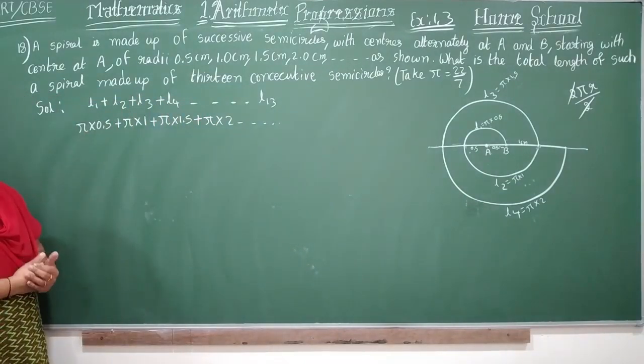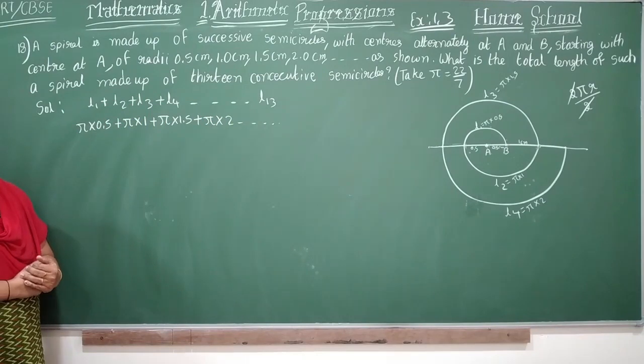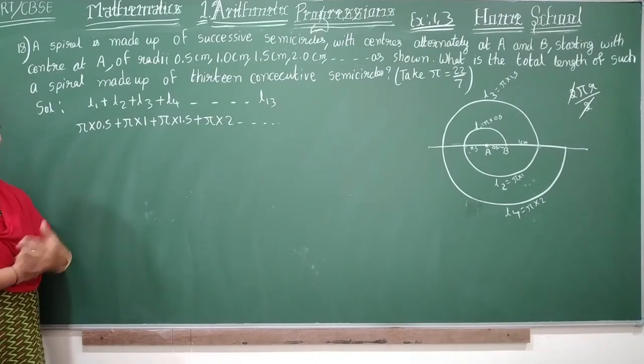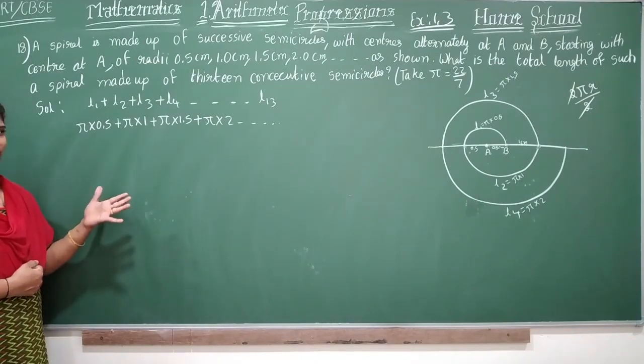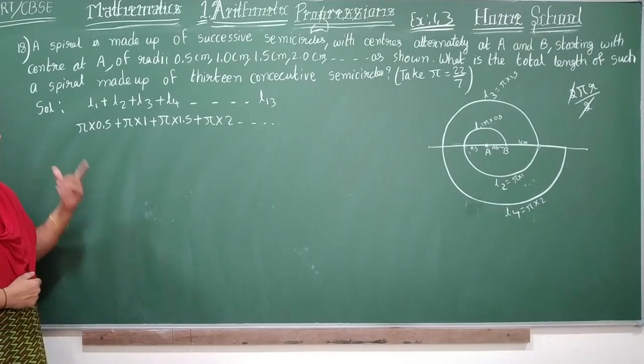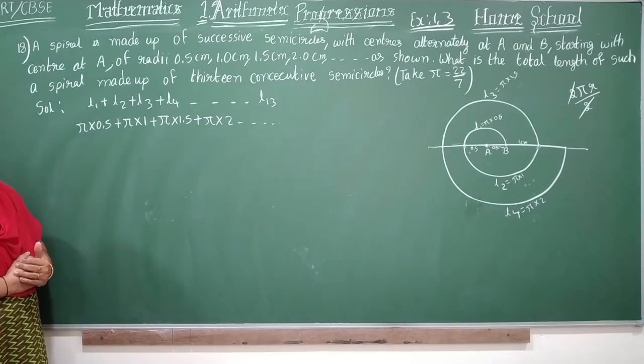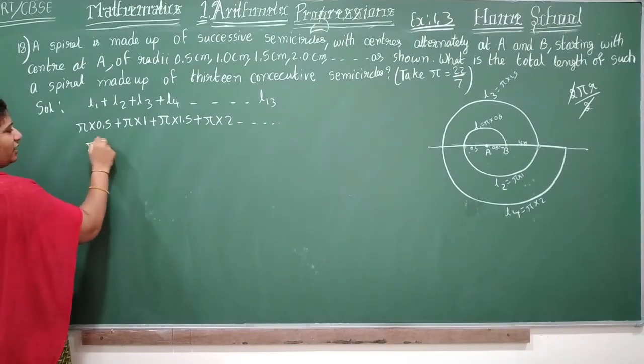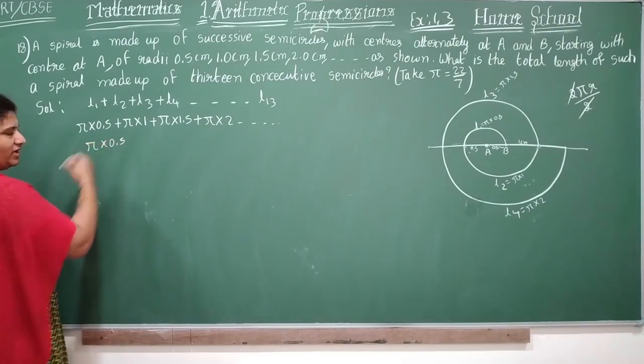So here, how could you find this one? I can see something is common here. What is common in all this? Directly I cannot find like this. I can find, but it makes lengthy, right? So something I'll take common here. What shall we take here common, children? Let us take here pi into 0.5 common here.